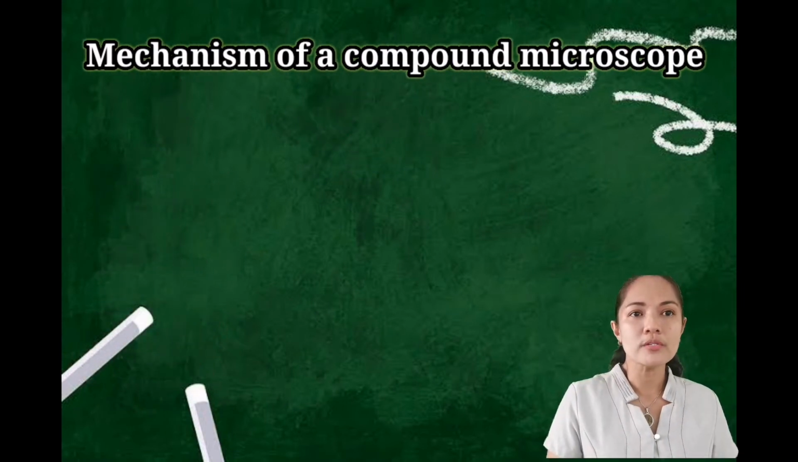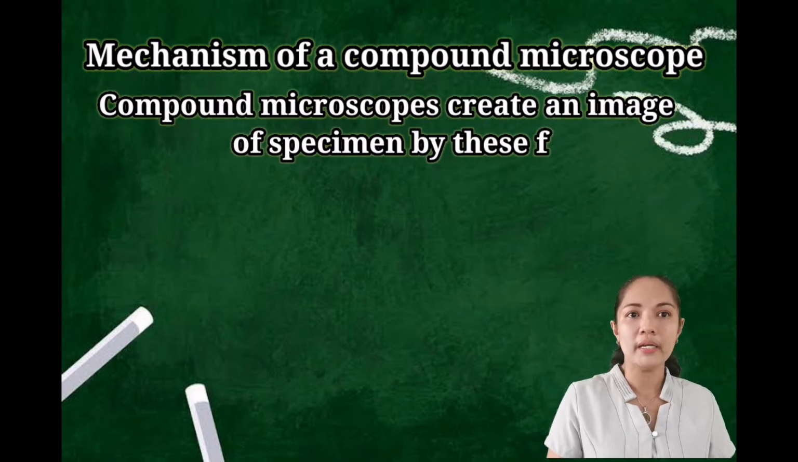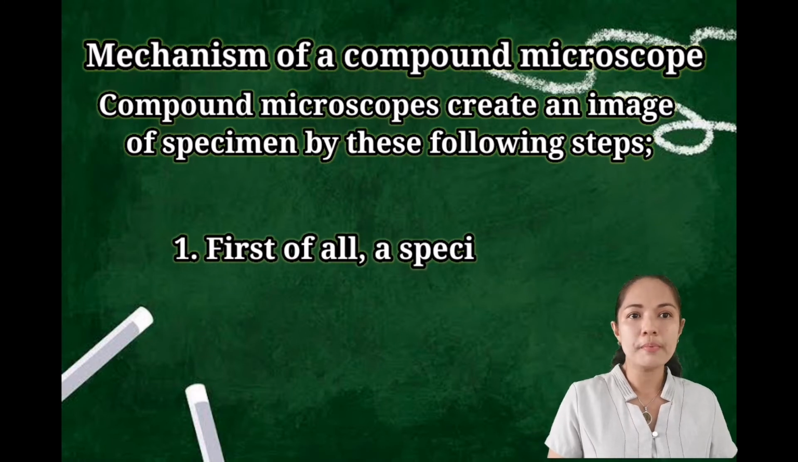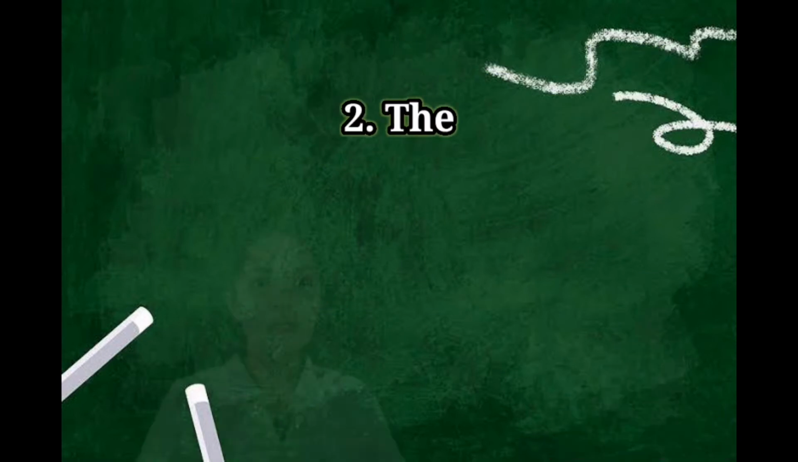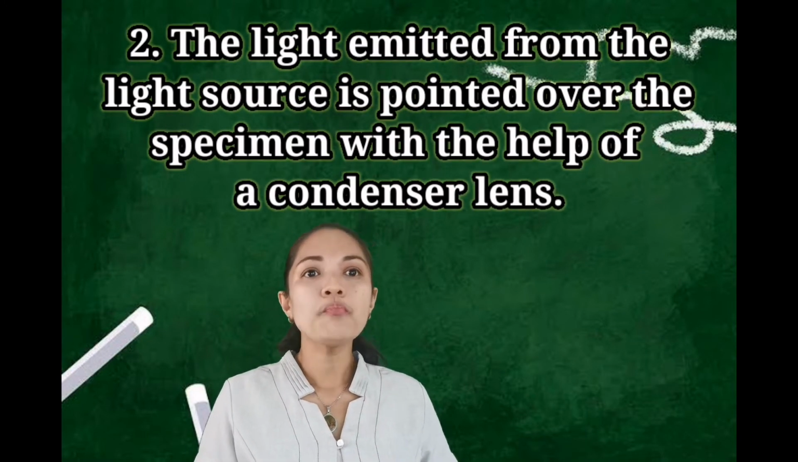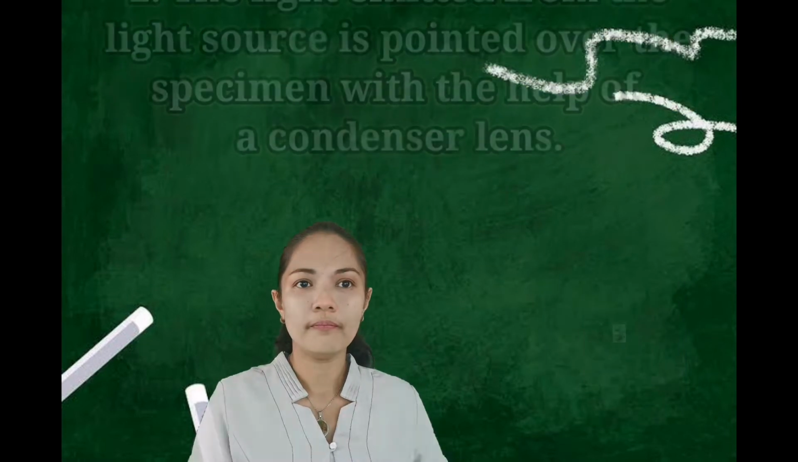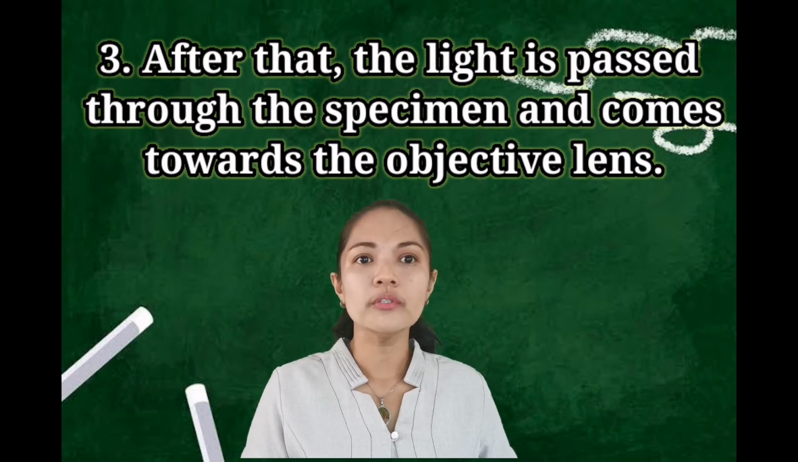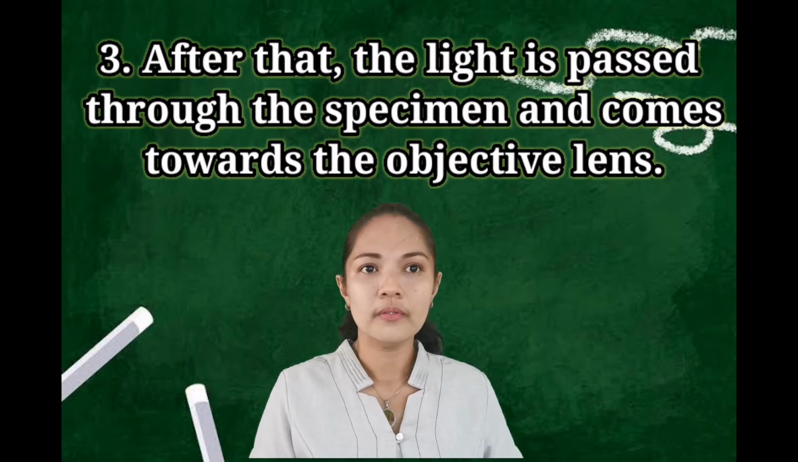Mechanism of a compound microscope. A compound microscope creates an image of a specimen by the following steps. First, a specimen is placed between the objective and the condenser. Number 2, the light emitted from the light source is pointed over to the specimen with the help of a condenser lens. Number 3, after that, the light is passed through the specimen and comes towards the objective lens.